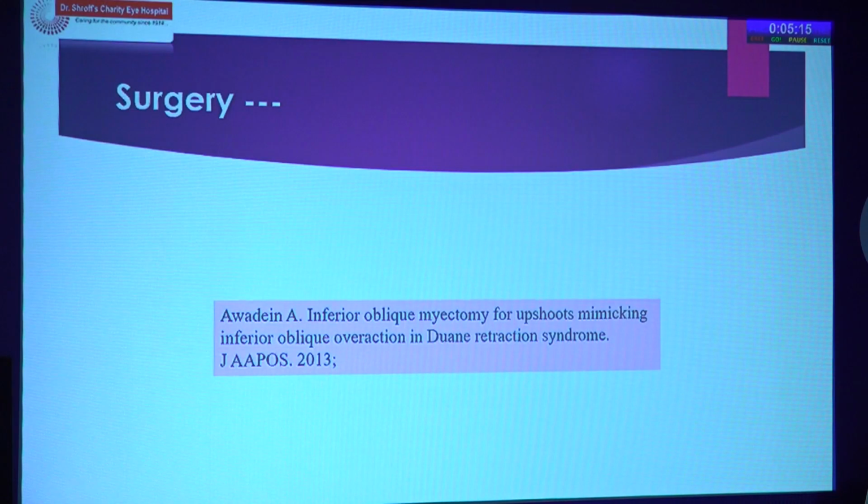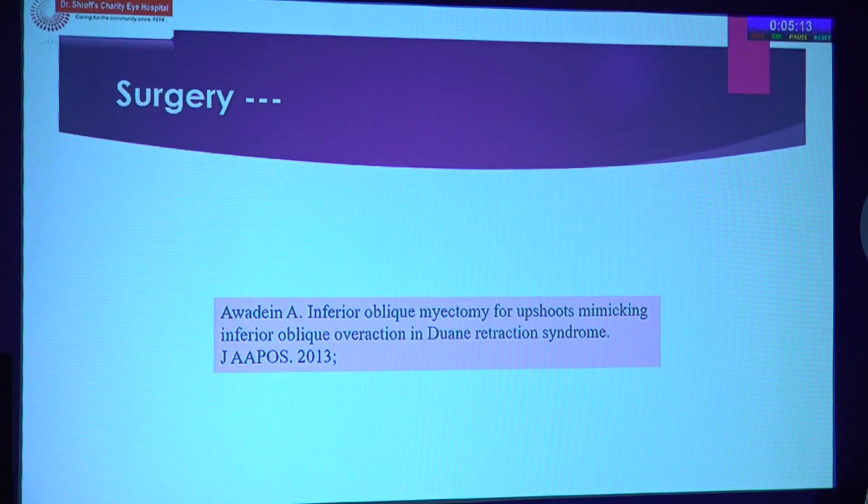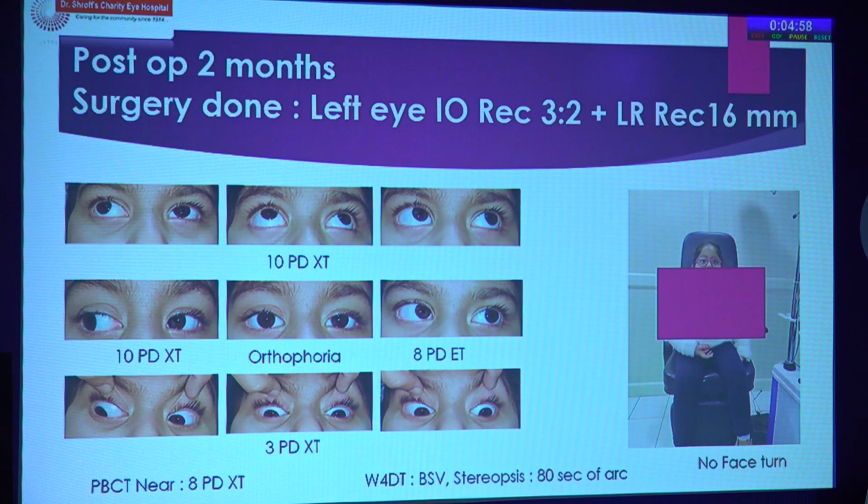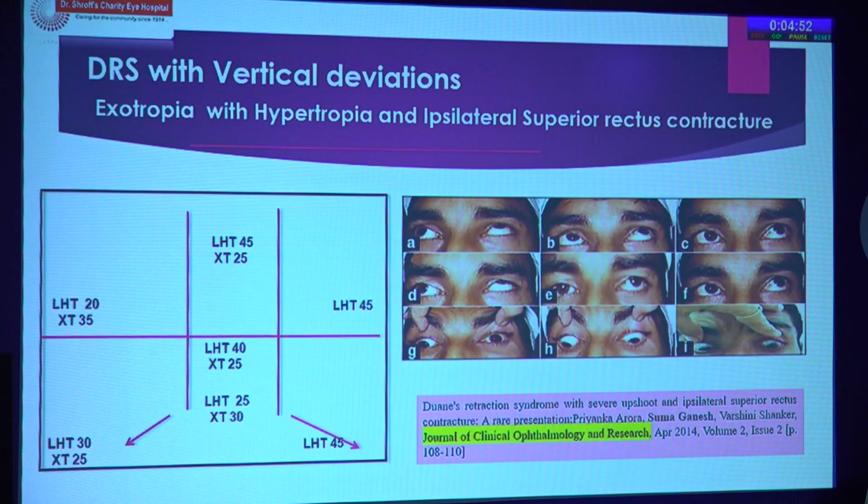Where we have done an inferior oblique myectomy, as described by Avadin, for mimicking the inferior oblique overaction. But in this case, I did a recession. I don't do myectomies. So I did a recession of 3:2, the Park's method, and a recession of the lateral rectus of 16 millimeter, which gave me a good result. So this is how we plan whether we have to do an inferior oblique or whether we have to do something else.